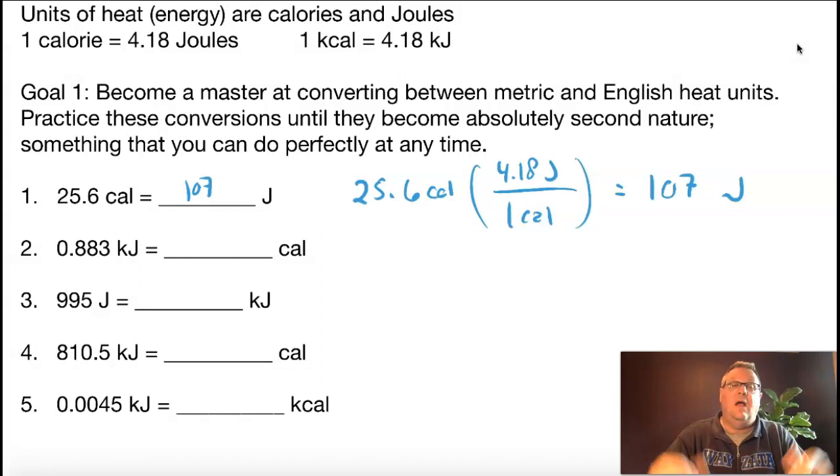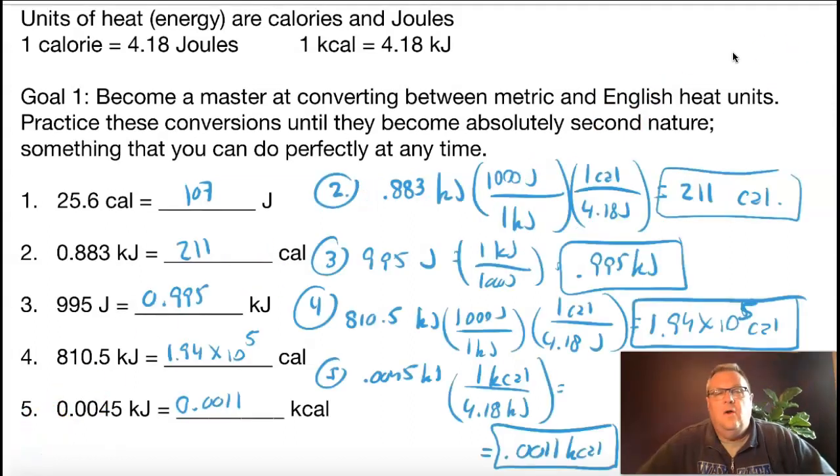Okay, I want you to try 2 through 5. Pause the lecture video. When you bring it back up to speed, I'll have my answers on the board. Okay, we're back. Here is my work and the answers. It's the proper number of sig figs. And even number 4 is the proper number of sig figs, even though we have 810.5, 4 sig figs there. The 4.18 joules is 3 sig figs, so we're going to express our final answer to 3 sig figs. So I hope that's helpful. Let's move on.